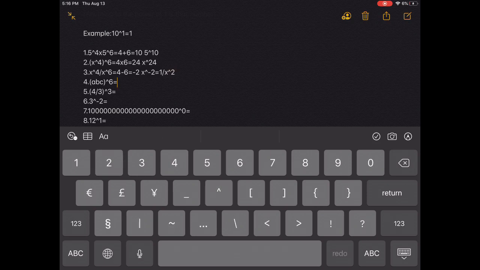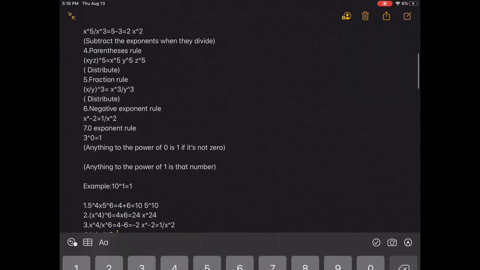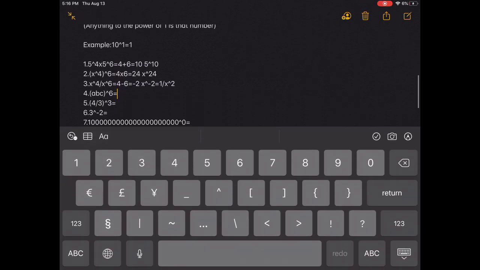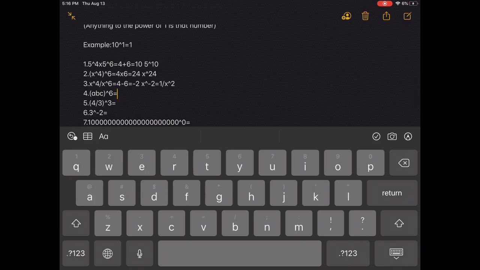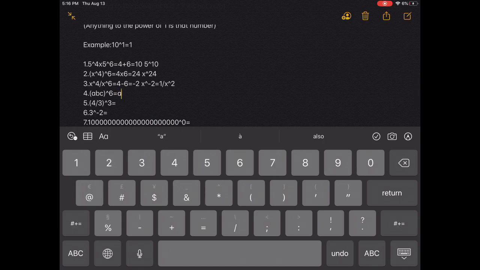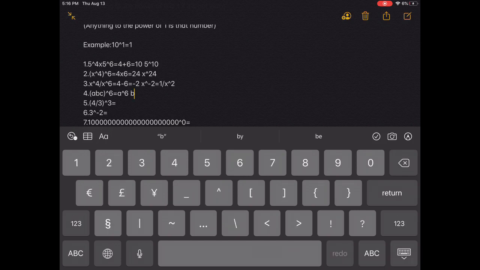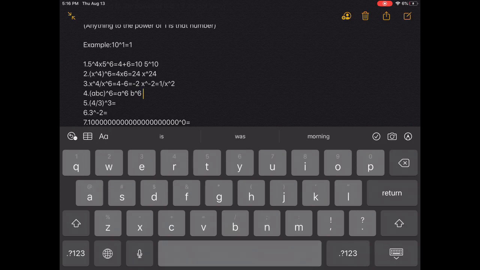There we go. So for number 4, it says ABC to the power of 6. So if you didn't know this, you just do to the power of 6 for all the variables. So it's A to the power of 6, B to the power of 6, and C to the power of 6. So that one's pretty easy too.